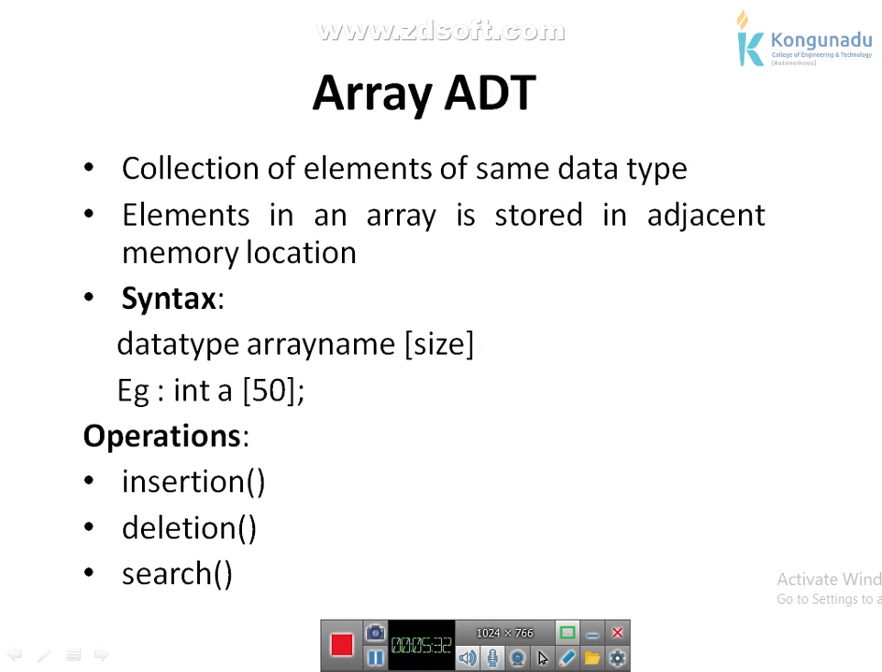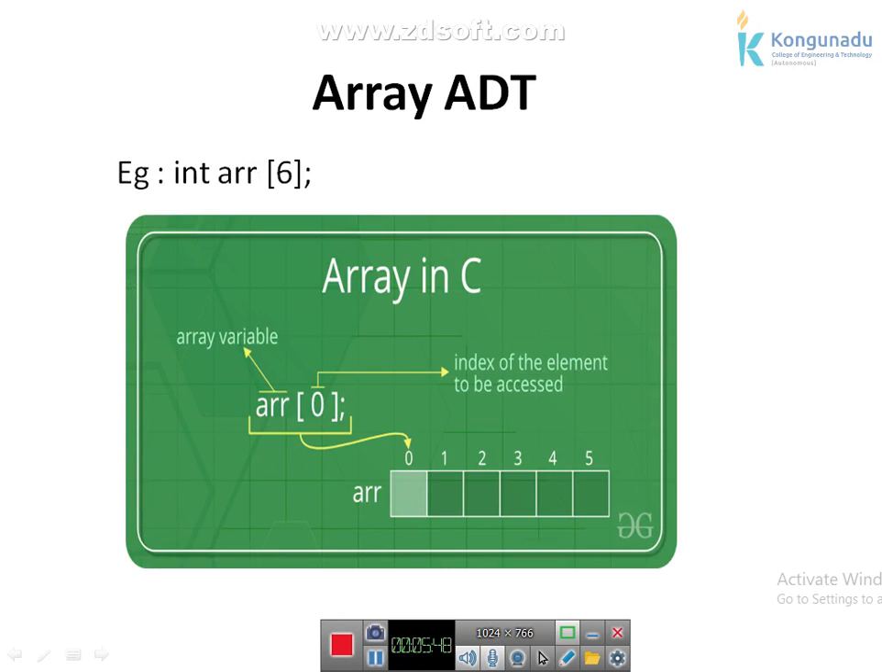Next, what are the operations performed in array ADT? Insertion, deletion, search are the common operations. Whenever we insert one element, the insertion operation is performed. Likewise, deletion and search operations. This is the representation for array ADT. The syntax: int arr[6]. Here arr is the array name, int is the data type, and 6 is the array size. So the indices run from 0 up to 5: 0, 1, 2, 3, 4, 5.